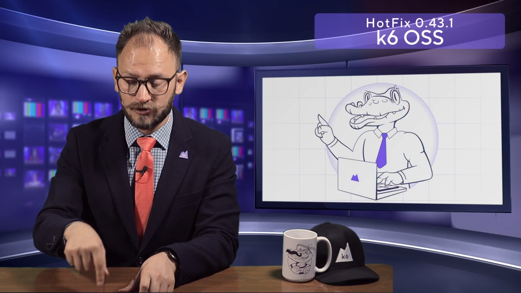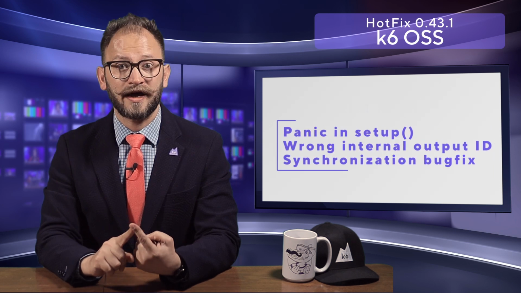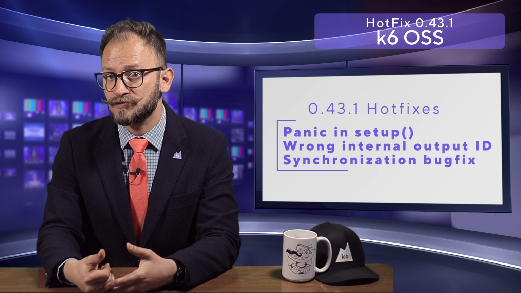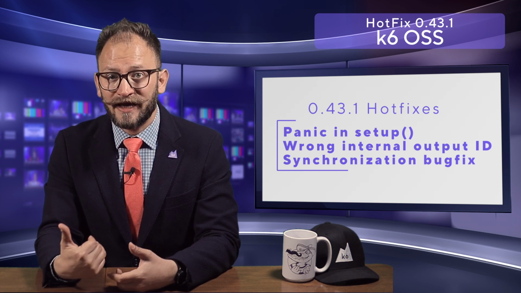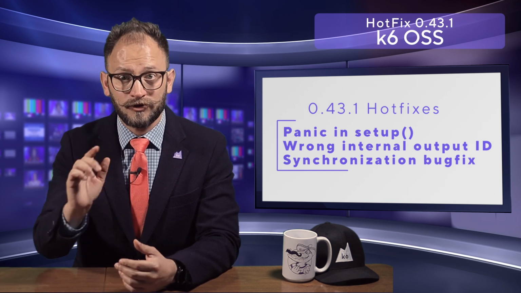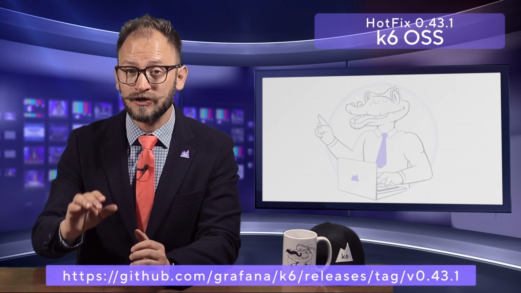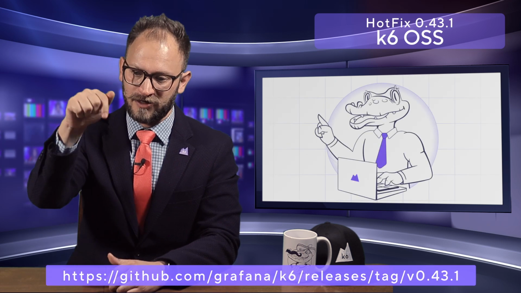It seems like we have some hot fixes coming in, giving us already version 0.43.1. These hot fixes include fixing a panic with the setup code when vu.iteration scenario from K6 execution was used, a wrongly printed internal output ID to the standard out UI, and a synchronization bug. Thank you so much to @iChasePox for reporting the last one. For more information on this hotfix, visit the link below.